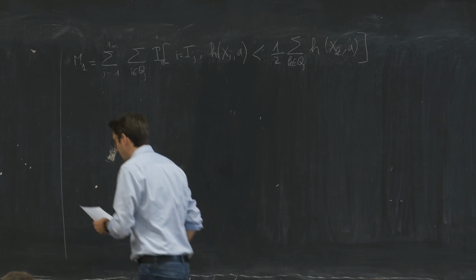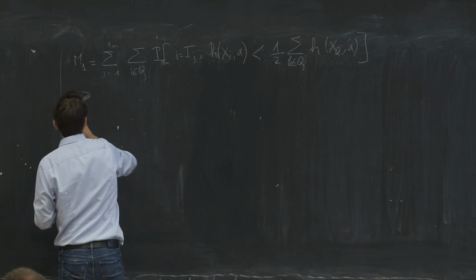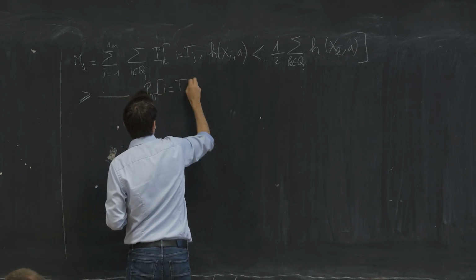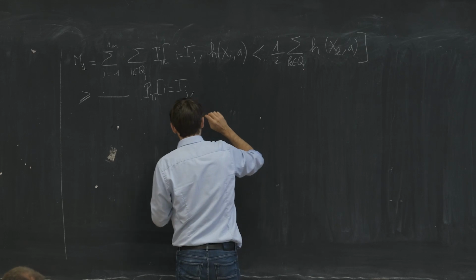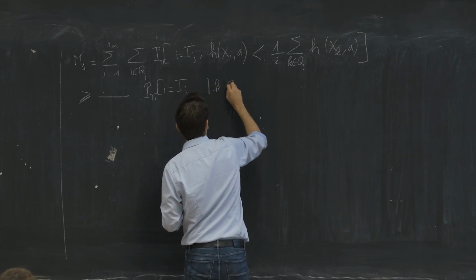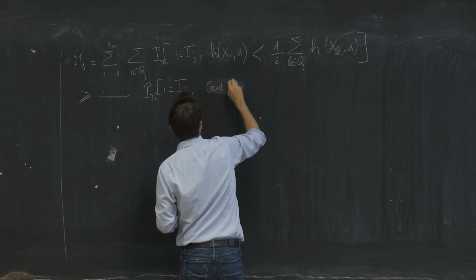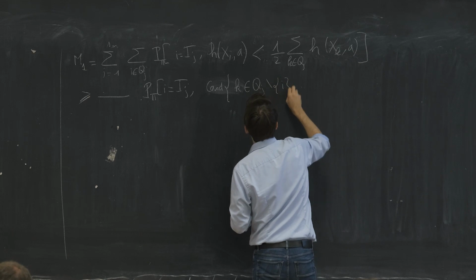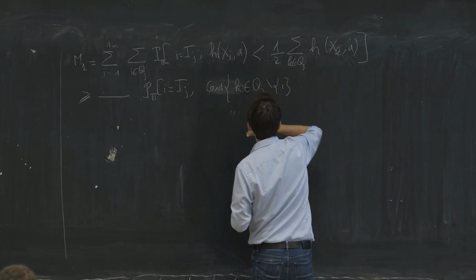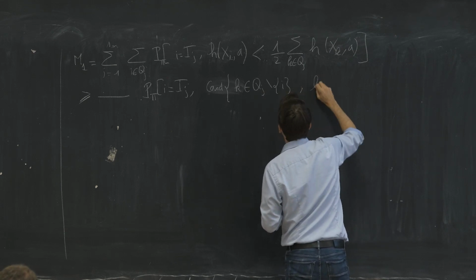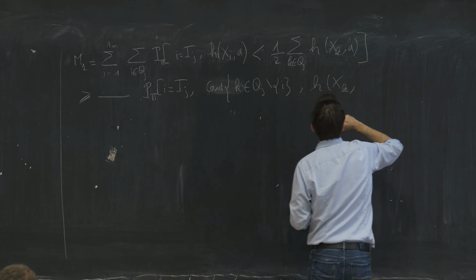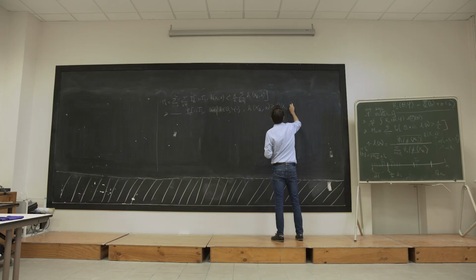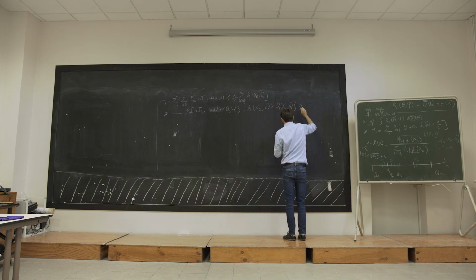So that I can also write as: I say that it's larger than this double sum, P pi of I equals ij, and now it's enough that the cardinality of the set of indices k in the block j minus I, so among these I have one I, the number of indices such that h of xk, a is larger than h of xi, a, this cardinality is at most 1.